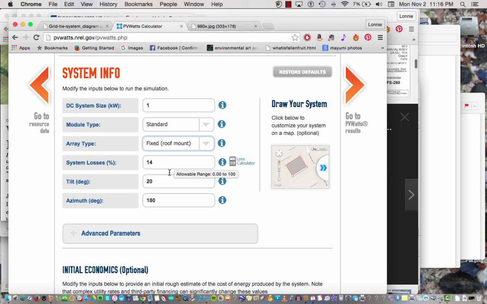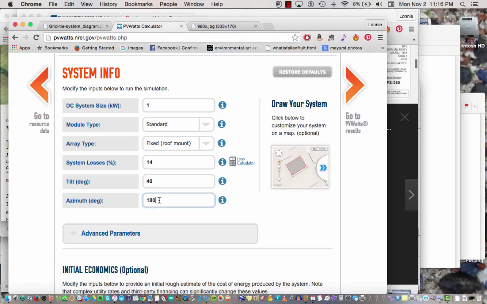And don't worry about the system losses. Now, the tilt is going to be important. It comes as a default of 20 degrees, and we're actually at 40. So let's go ahead and put 40 degrees. And then sometimes you can't always face south with solar panels.